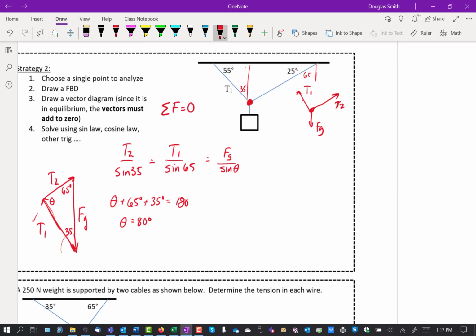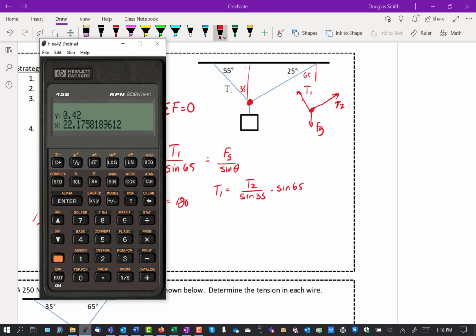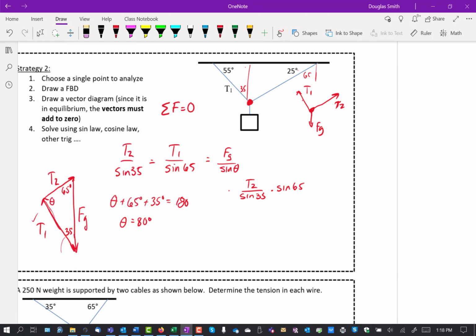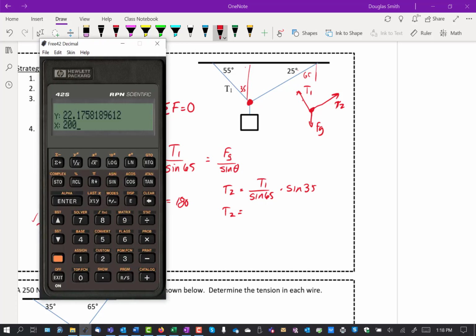So because we already know T1, we can solve for these others pretty easily. So I'm going to go T1 equals T2 over sine 35 times sine 65. Oops, no, I meant to do it the other way. I already know T1. T2 is T1 over sine 65 times sine 35. So when I put that in my calculator, 235 sine 65 sine 120, I get the same answer as before.